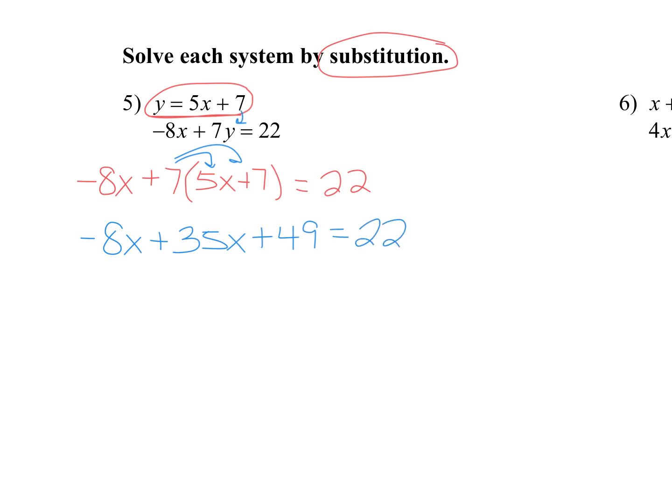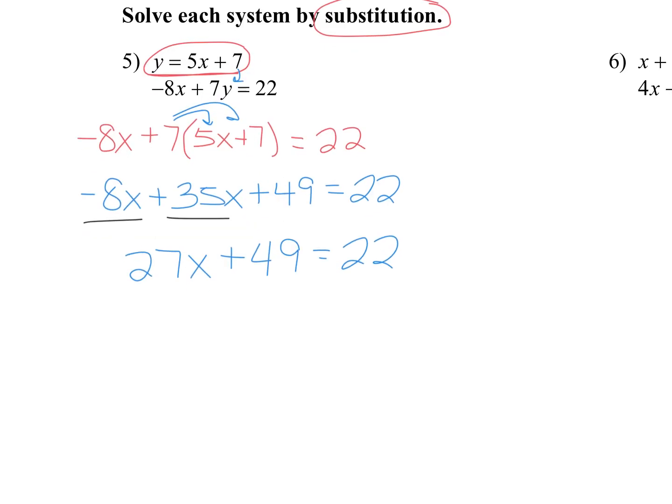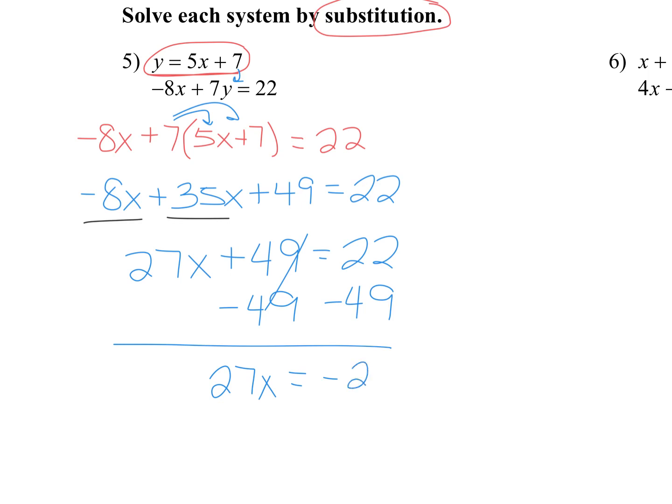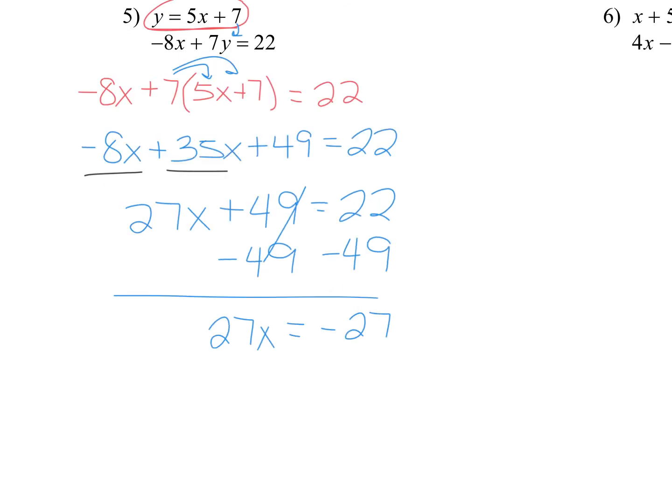What do I want to do from here? Yep, combine like terms here. I have negative 8 plus 35. What do you get for that? 27. 27x plus 49 equals 22. And now it's a simple two-step. What do I do next? Subtract 49. 27x equals negative 27. Last step. Divide by 27, so we get x equals negative 1.